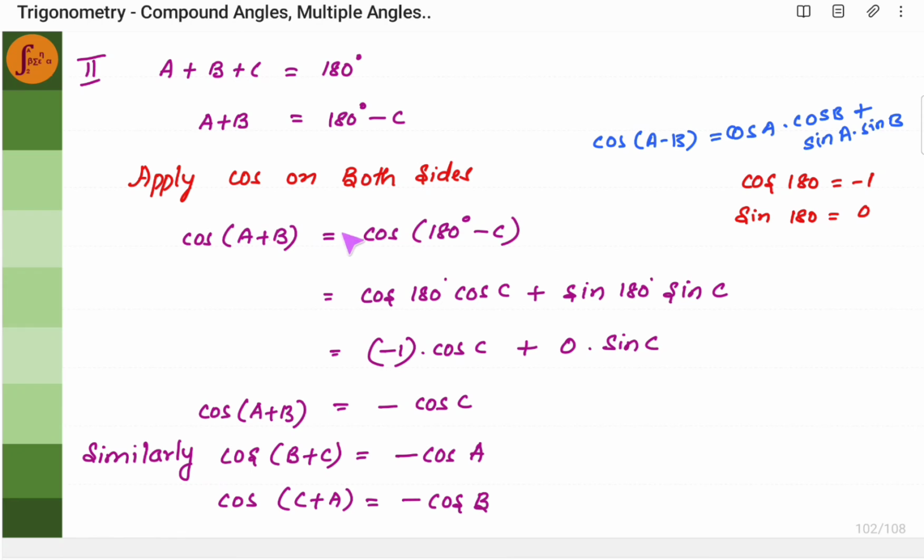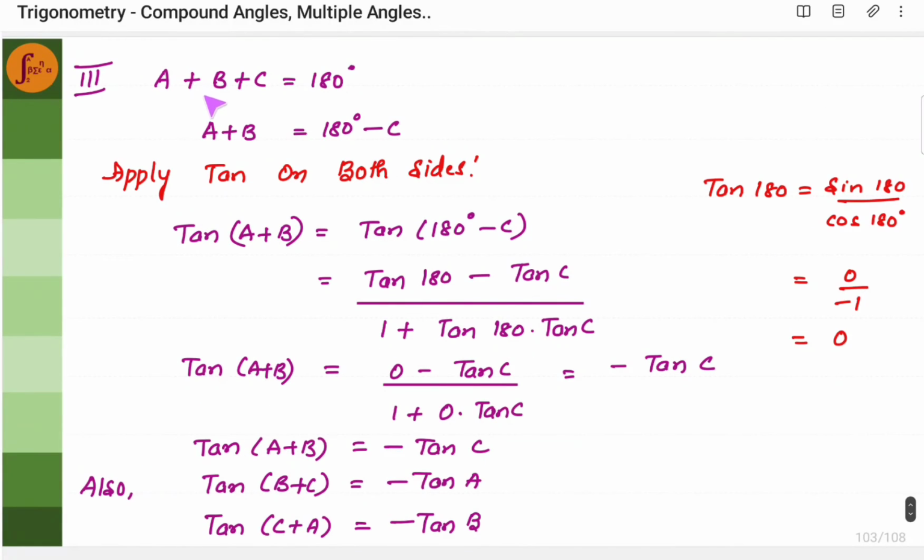Now, when you apply cos on both the sides, remember one thing: cos (A plus B) is cos C. Both the sides it's going to be cos only, right? But you'll have a negative sign. Similarly, cos (B plus C) will be minus cos A, the third angle. Here you have B and C, third angle is A. Here you take C and A, third angle is B, right?